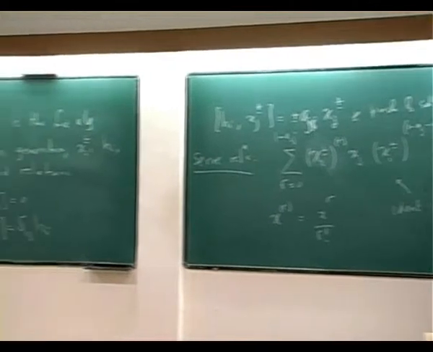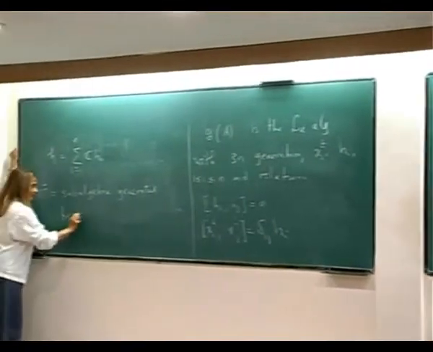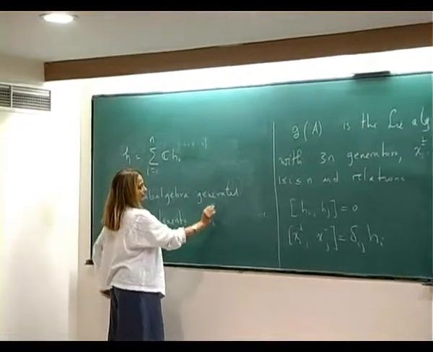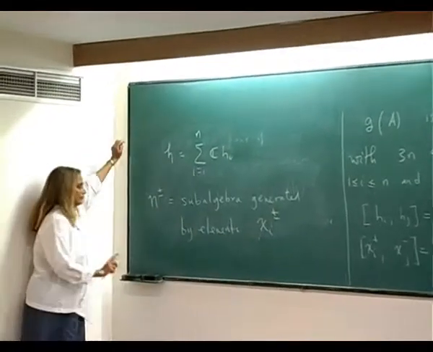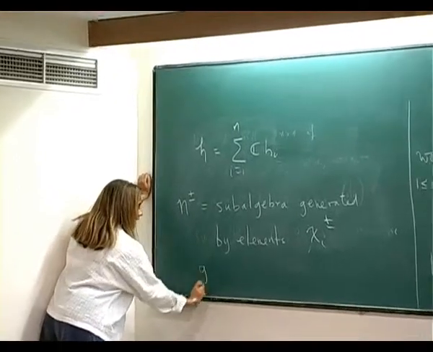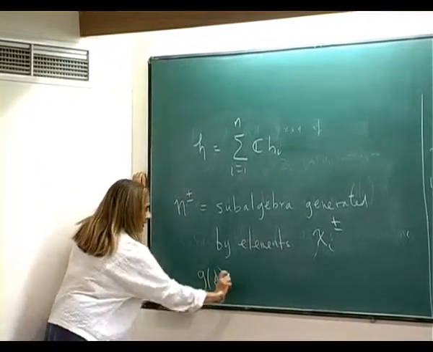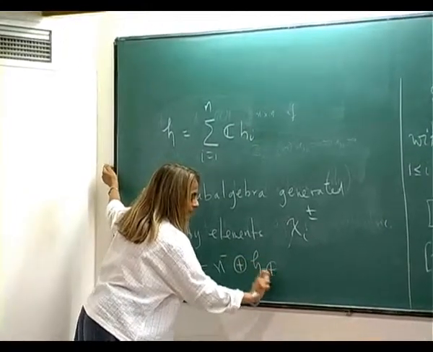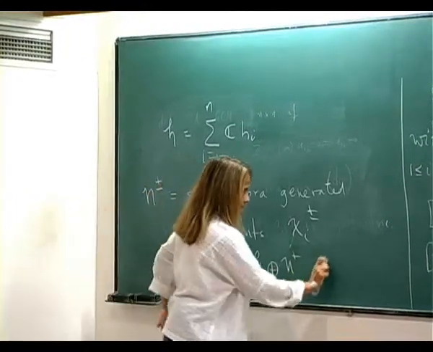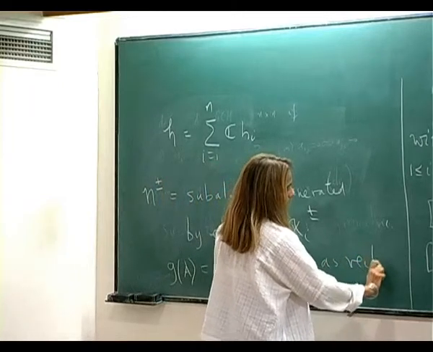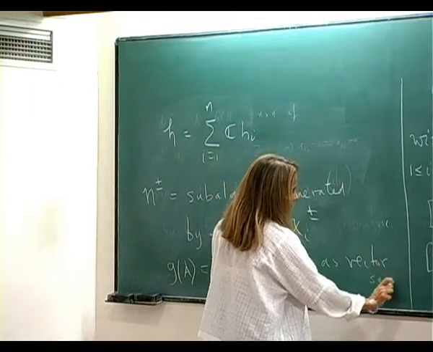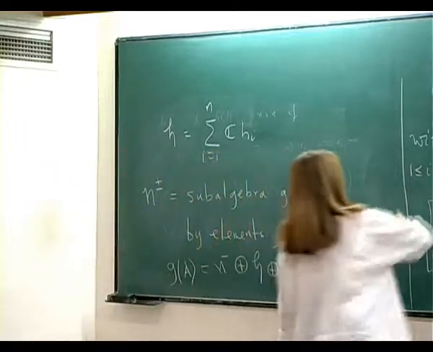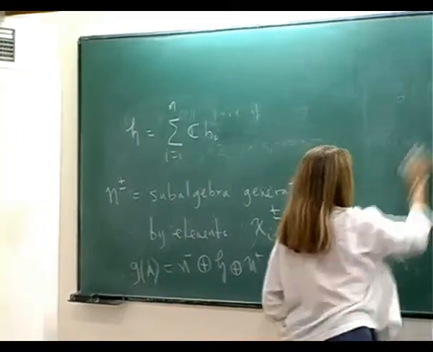So this is going to be the subalgebra generated by the elements xi plus or minus, and then it was shown that you can write GA as the sum of these three subalgebras as vector spaces only. So far it goes along like it did in the case of simple Lie algebras.